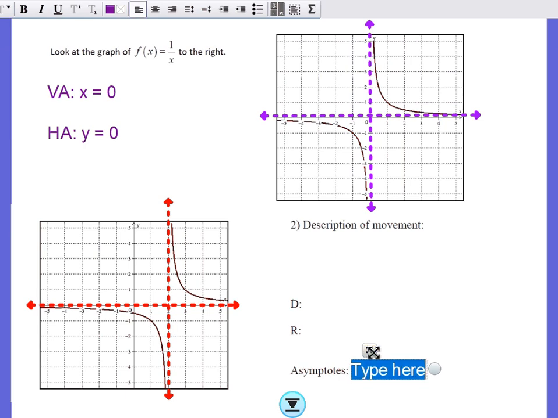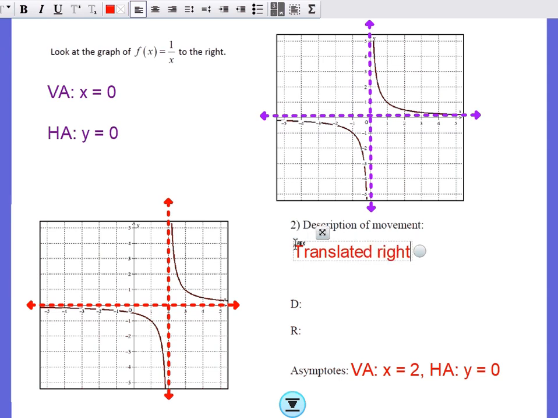So the vertical asymptote here is now x equals 2, but the horizontal asymptote is y equals 0. So the description of the movement is that the graph has been translated right 2 units. Okay, and then the domain here would be x does not equal 2, and the range would be y does not equal 0.